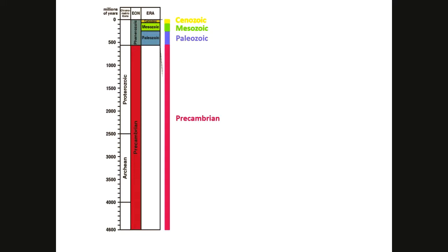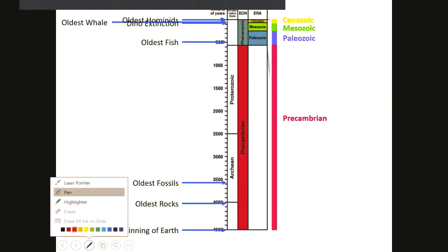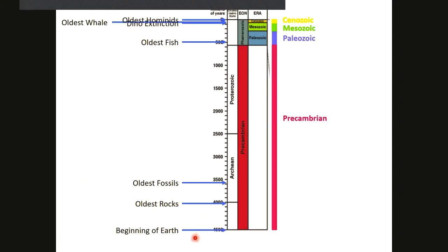So that's it. We have the Precambrian, the Paleozoic, the Mesozoic, and the Cenozoic. All right, so here's a geologic timescale with some notable events. We obviously have the beginning of Earth down here, right? 4.6 billion years ago.